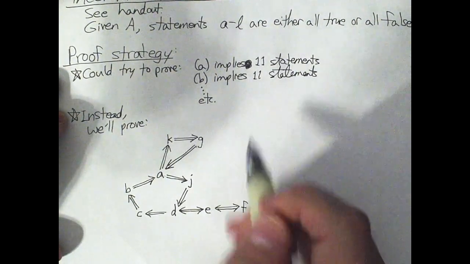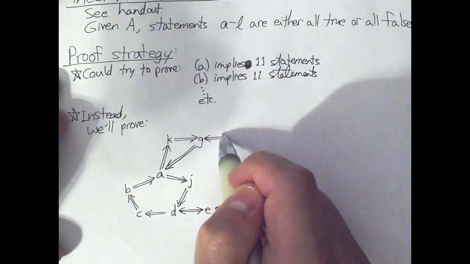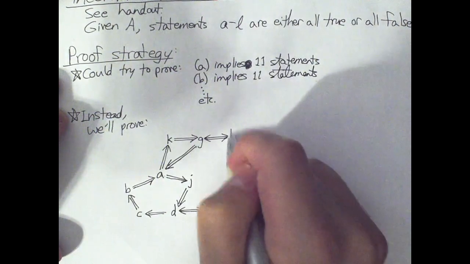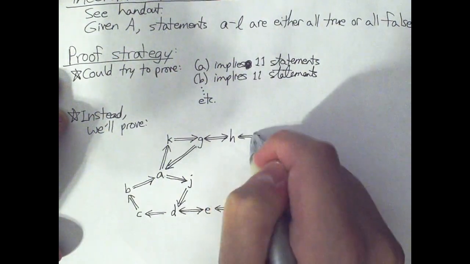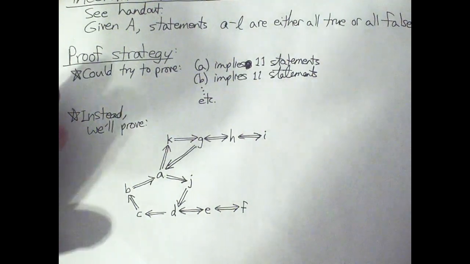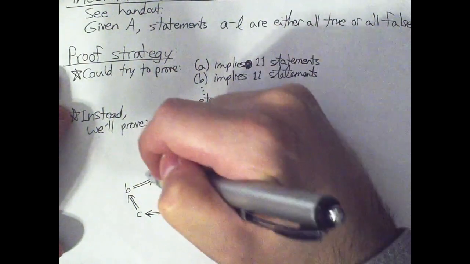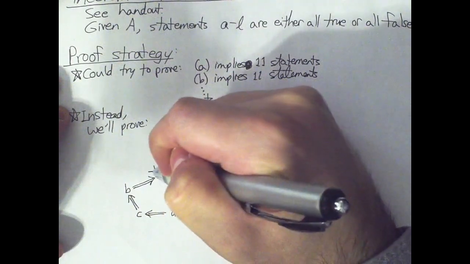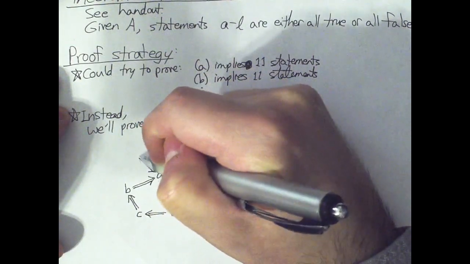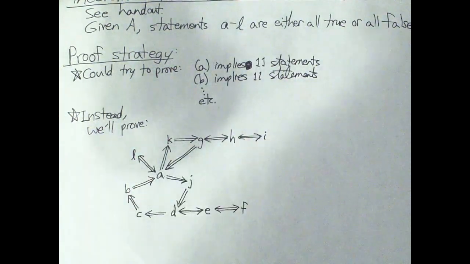We've still got a couple more. We're going to show that G is true if and only if H is true, and H is true if and only if I is true. And there's one more missing. Finally, item L is going to be put in here. Item L is true if and only if item A is true. I think that should be everything.